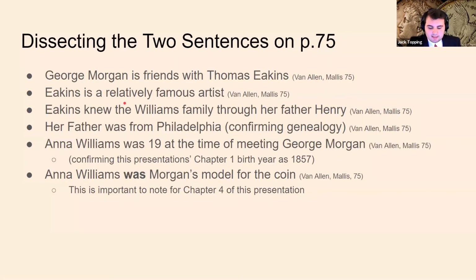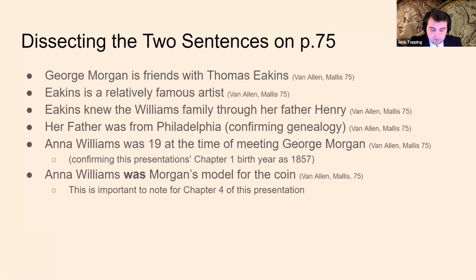So the next sentence explains it all, with Van Allen and Mallis saying, quote, "The model he chose was introduced to him by a friend, Thomas Eakins, an independent artist with a wide reputation." The next sentence says, quote, "She was Miss Anna Willess Williams, a fair-haired girl of 19 who was the daughter of Henry Williams of Philadelphia," end quote. So there's a lot to work with there in terms of dissecting those two sentences, and that's what I'd like to do right now with all of you.